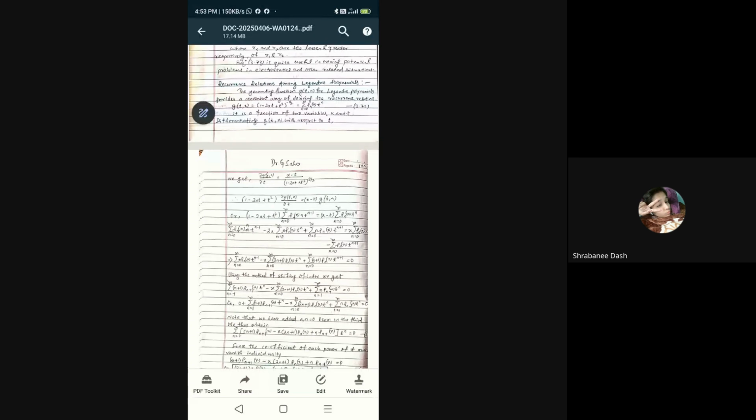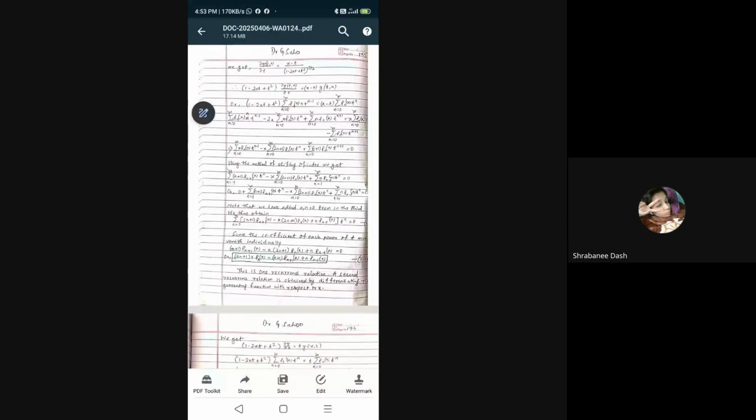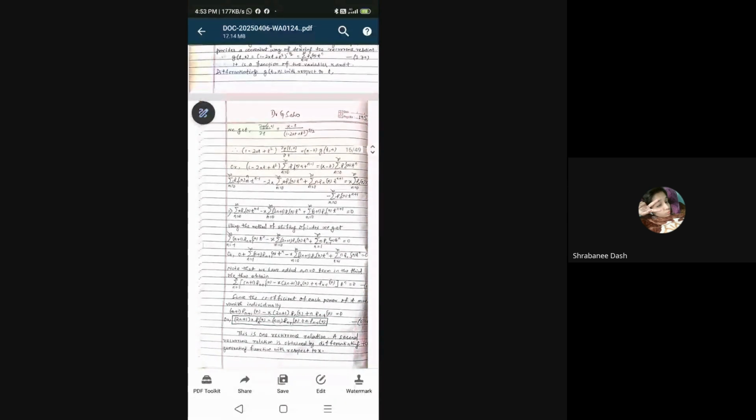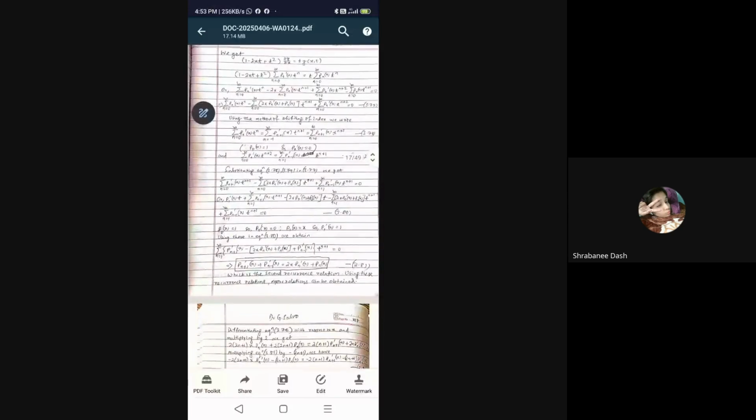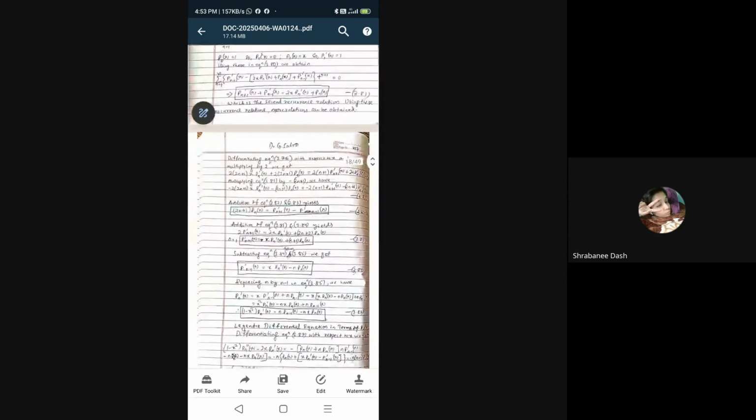So there are recurrence relations among the Legendre polynomials. One is (2n + 1) x P_n(x) = (n + 1) P_(n+1)(x) + n P_(n-1)(x), and the proof is shown on the screen. The second recurrence relation will be P'_(n+1) + P'_(n-1) = 2x P'_n + P_n. This is the second recurrence relation, and the proof is shown on the screen.